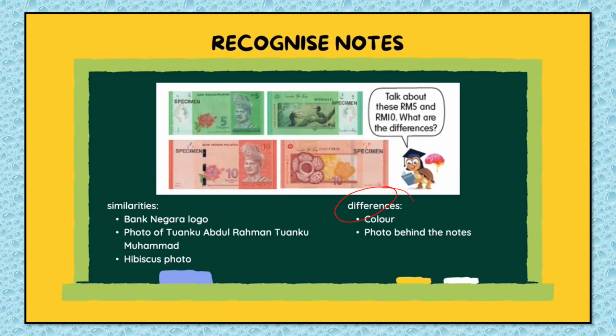The photo behind the note 5, I mean Ringgit Malaysia 5, is a hornbill. And the photo behind the Ringgit Malaysia 10 is the Rafflesia flower. So they are different. How about the similarities? The similarities we have discussed. One is the Bank Negara logo, the photo of our first king of Malaysia, Tuanku Abdul Rahman, and the hibiscus photo.